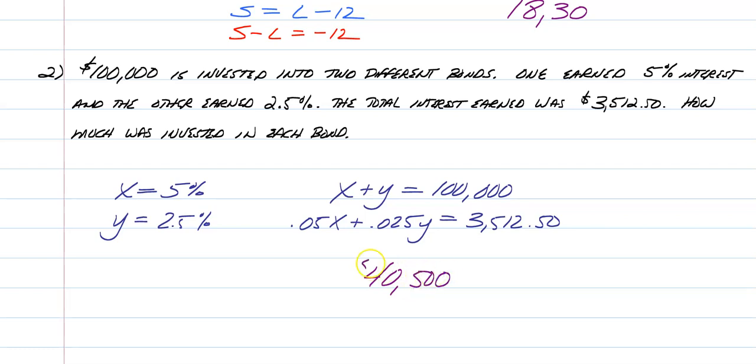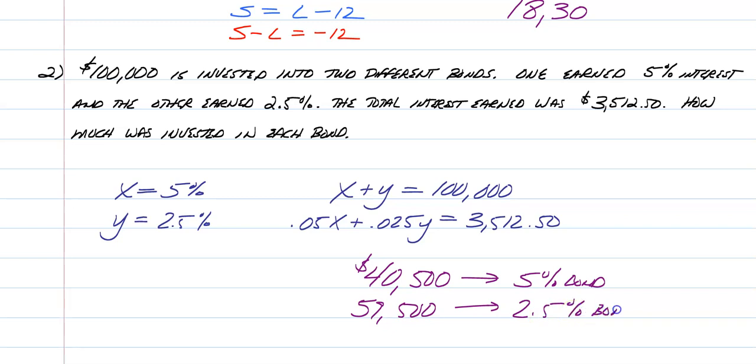$40,500 was invested into the 5% bond, and the rest, $59,500, was invested into the 2.5% bond. So that's it. Make sure when you're working with these application problems you actually answer in terms of labels, or, you know, saying what it was.